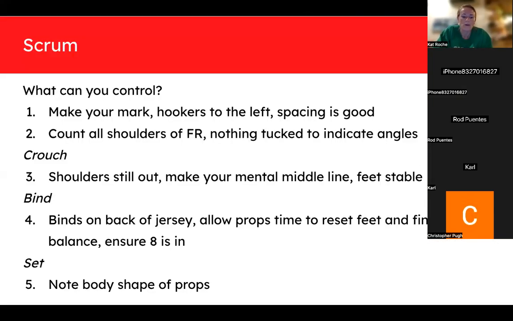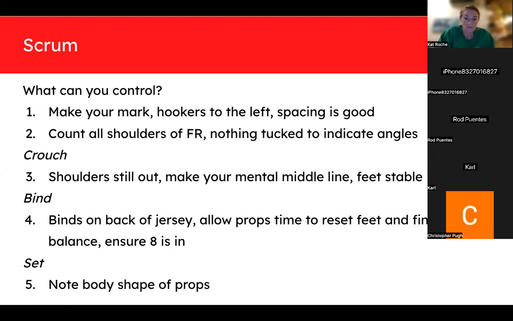So when you go to a scrum, what is the one thing you can control in a scrum? You can either drop that in the chat or you can unmute and tell me. The push. Setup and cadence. The setup, exactly. You can control how you say your cadence and how you set up the scrum. You can't control anything the players are going to do afterward.